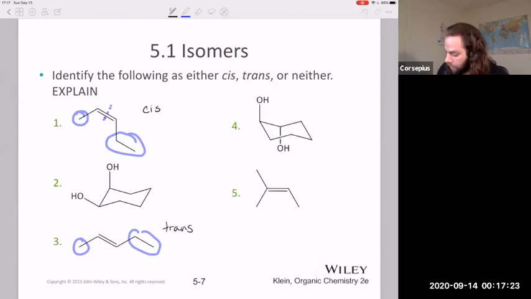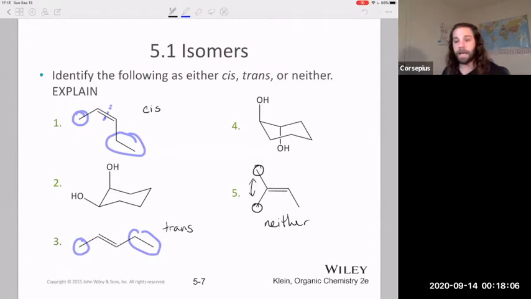So here, the vinyl carbon is attached to 2 methyl groups, right? So it's symmetric about that, which means that these are going to be neither cis nor trans. These 2 groups are the same. So if you took it and rotated it, you would get the exact same molecule. Or similarly, you could think about it, if I swapped these 2 groups, I would have the same molecule. So there's no stereoisomer there.